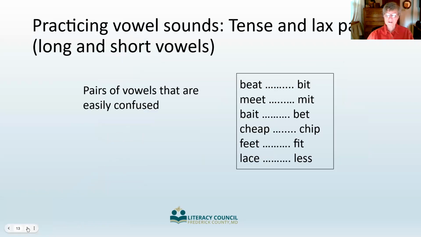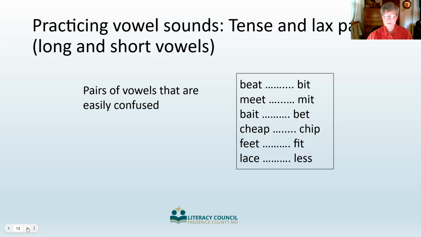And then we have tense-lax pairs. These are usually words with long and short vowels. And this is useful when there's no distinction between two sounds in the student's native language, such as the long E in beat, the short I in bit. And this is the one that's a big problem for Spanish speakers. Have your student watch as you say the long E and exaggerate your mouth position, and then do the short I sound, showing the more relaxed position of the mouth. There's more tension in the mouth position when saying long E.